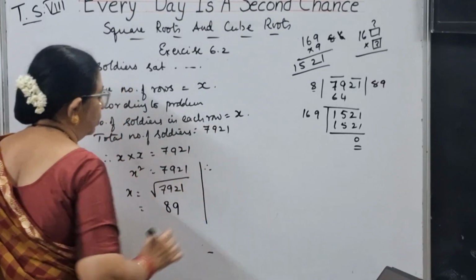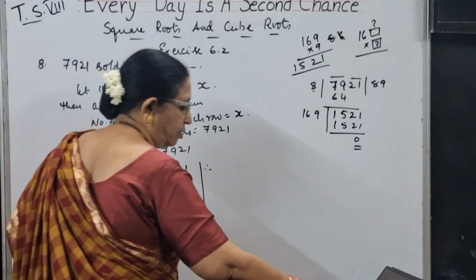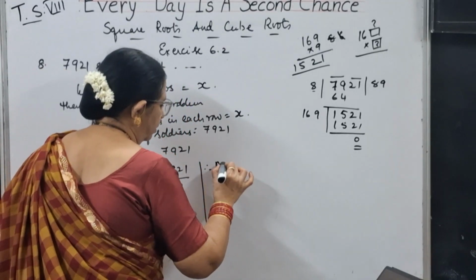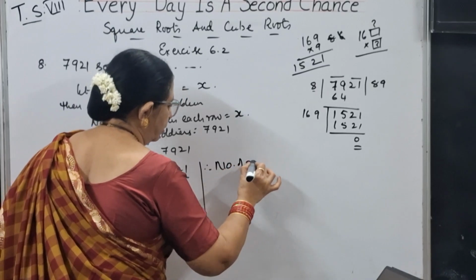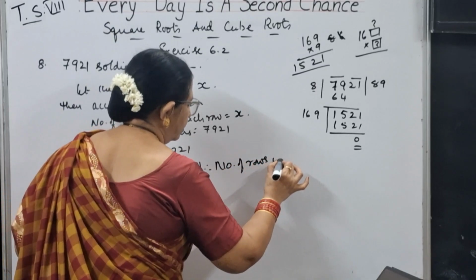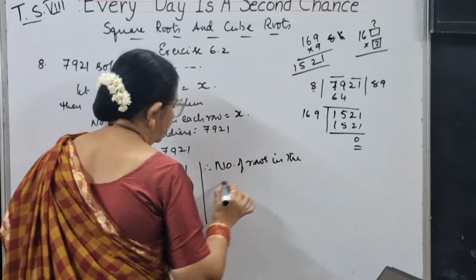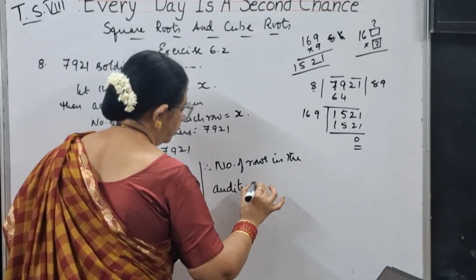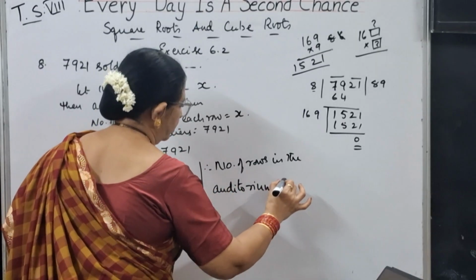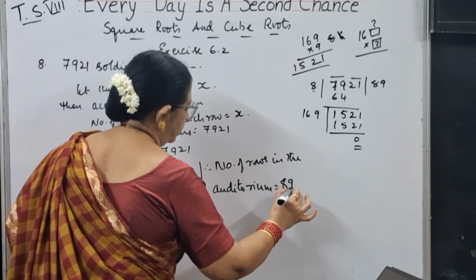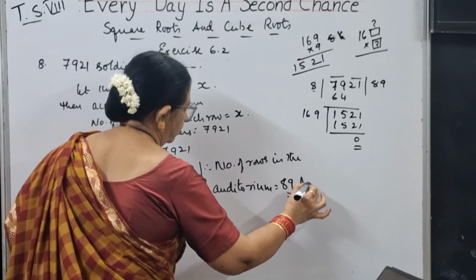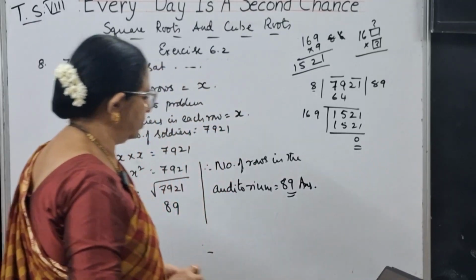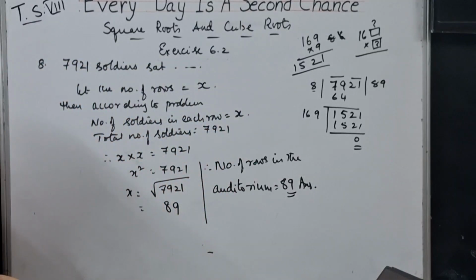So what is the question that they have asked? They are asking you to find out how many number of rows are there in the auditorium. So number of rows in the auditorium is equal to 89. This is the answer, children. Please note it down. This is the 8th sum.